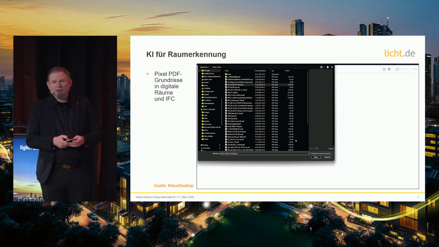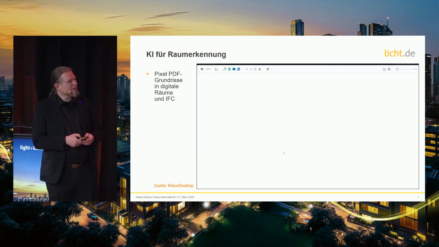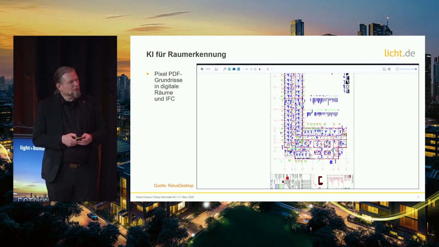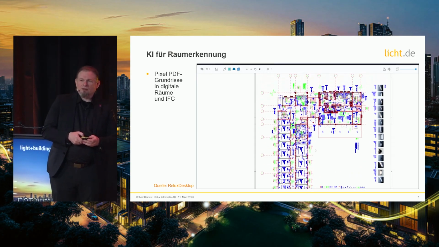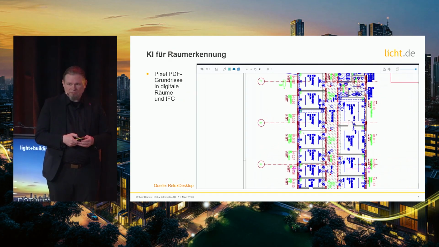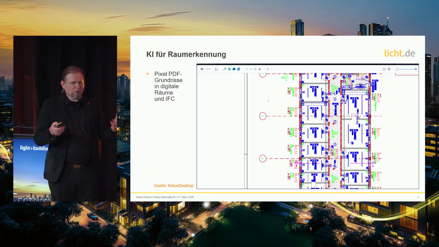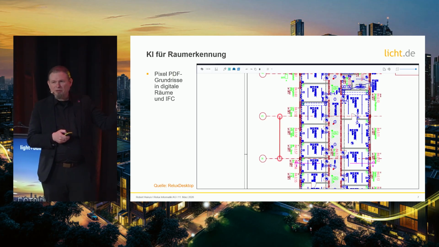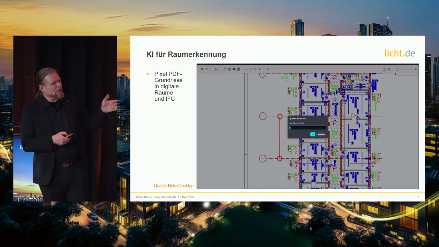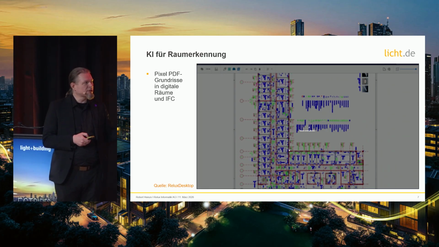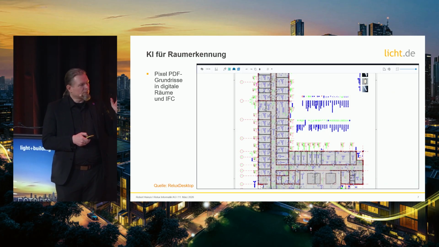Let's talk about AI. There are interesting AI tools available. I'm going to show you a small video now. This is an AI tool which can detect rooms from PDF. The planners know that you have to first of all try to find out what are the rooms. And you just upload the PDF. It's a pixel PDF, not a vectorized PDF. So you only have a picture of the floor plan.